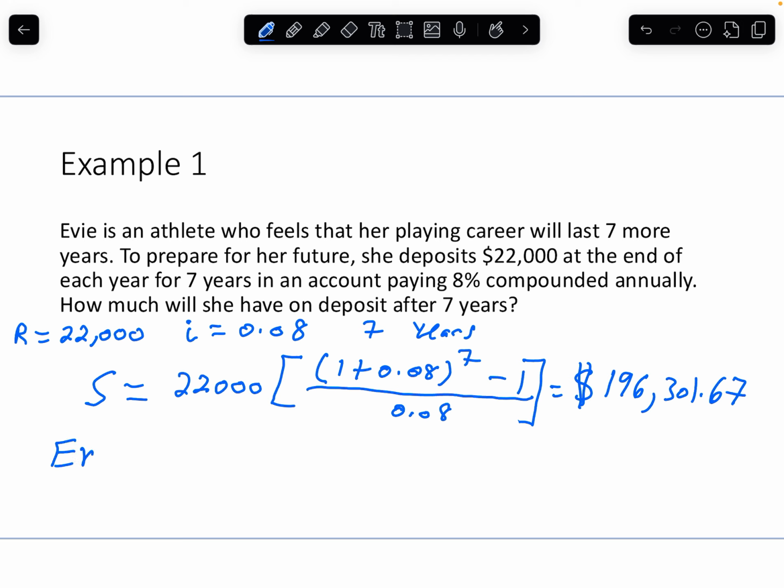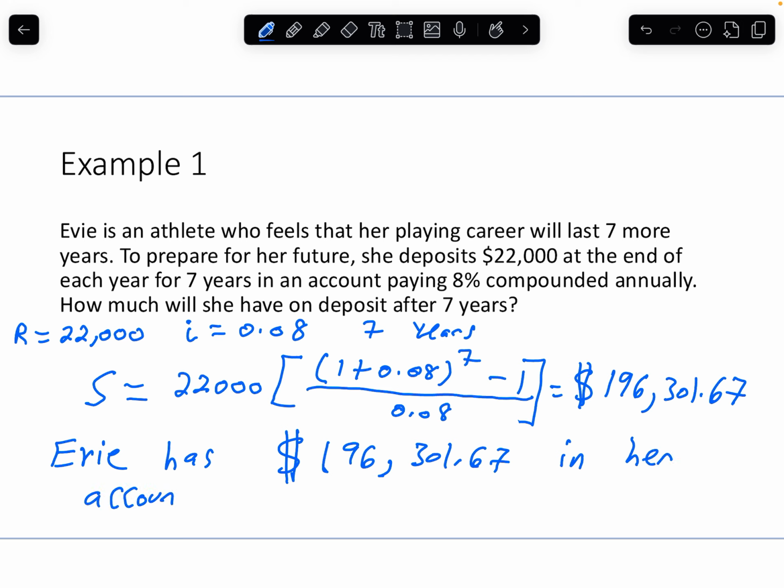So Evie has $196,301.67 in her account after 7 years.